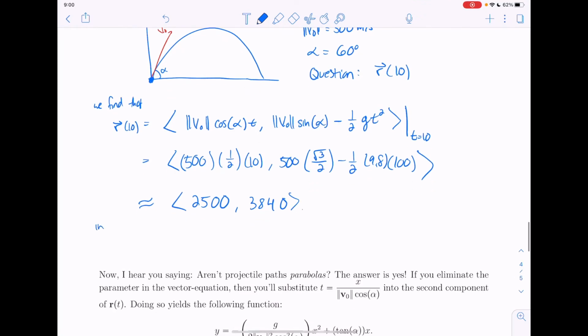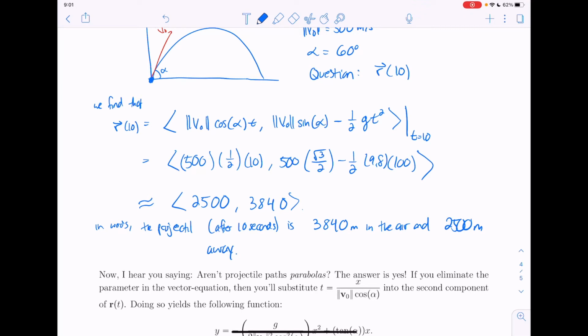So in words, the projectile after 10 seconds is 3,840 meters in the air and 2,500 meters away. So this is where we can use this complicated formula to actually find some interesting information.